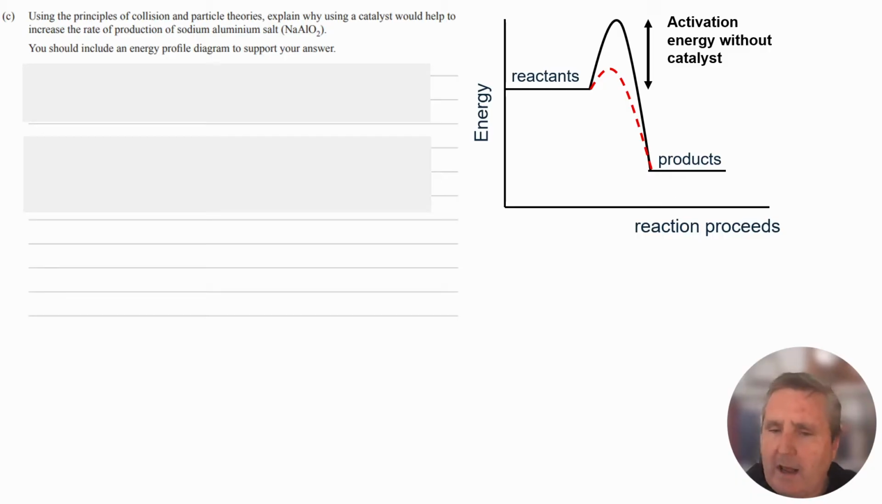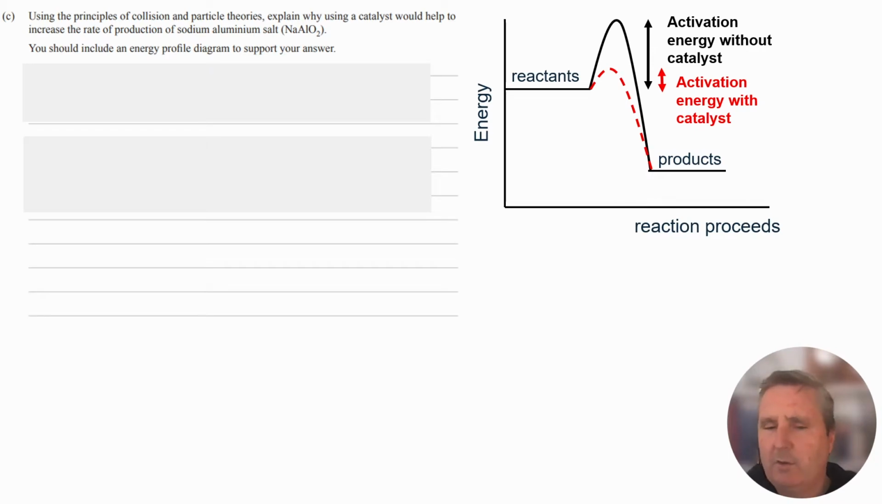I've drawn a full line here to show the activation energy, what it would be without the catalyst. And then I've drawn a dotted line to show an alternative path, and that is the activation energy with the catalyst. So this dotted line is our alternative path for the reaction, and the double arrow here is showing the height of the activation energy with the catalyst.